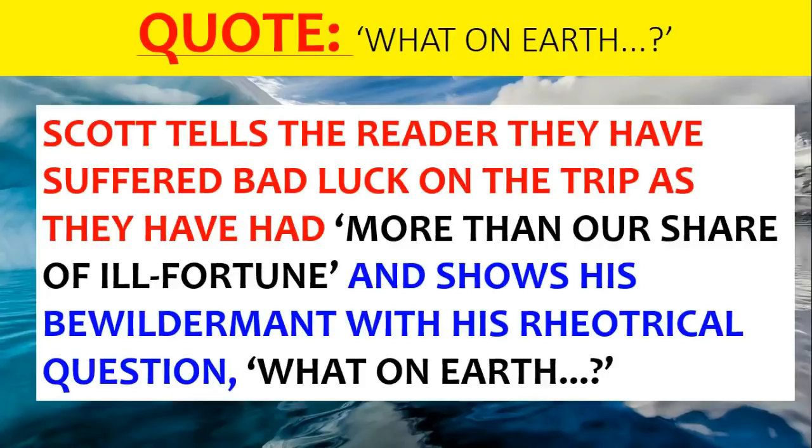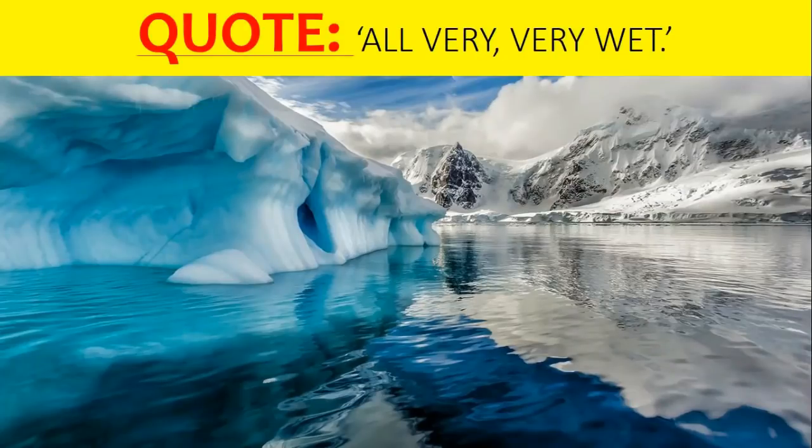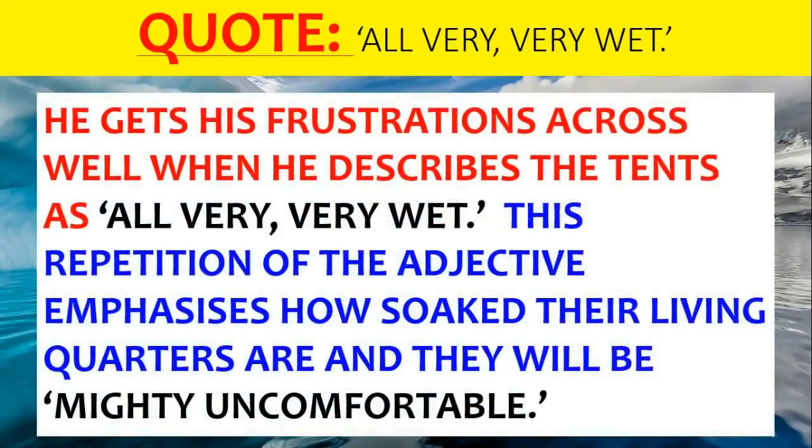So I've changed up my structure a little bit there, but I've still got my point, evidence, technique and explanation. All very, very wet. He gets his frustrations across well. So again, I'm linking back to the question, I'm giving my opinion on whether I think the writer has done something well. He gets his frustrations across well when he describes the tent as all very, very wet. This repetition of the adjective emphasises how soaked their living quarters are, and they'd all be mighty uncomfortable.